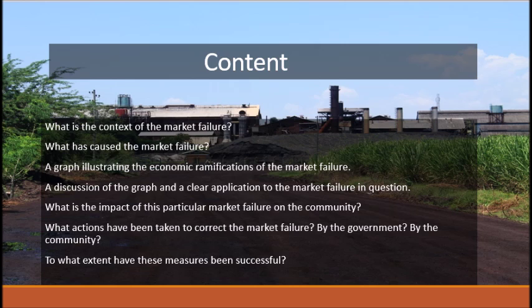In this presentation, we will be covering what is the context of the market failure, what has caused the market failure, a graph illustrating the economic ramifications of the market failure, a discussion of the graph and a clear application to the market failure in question, what is the impact of the particular market failure on the community, what actions have been taken to correct the market failure by the government and by the community, and to what extent have these measures been successful.